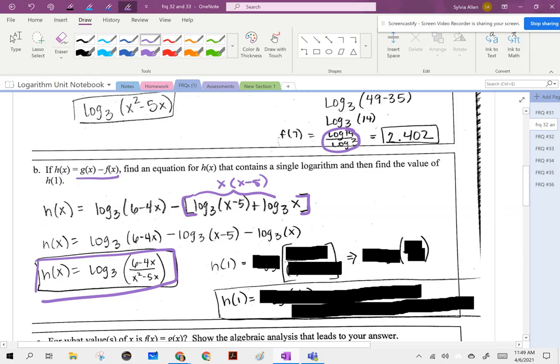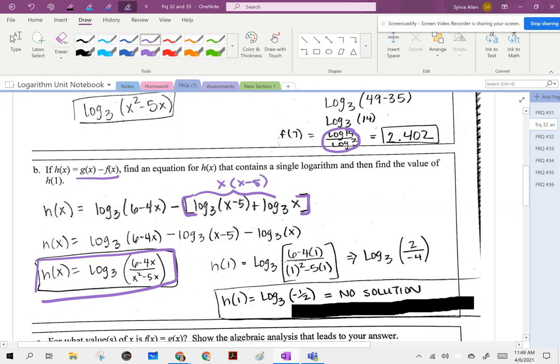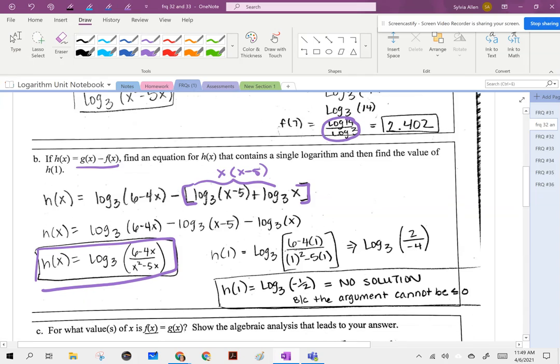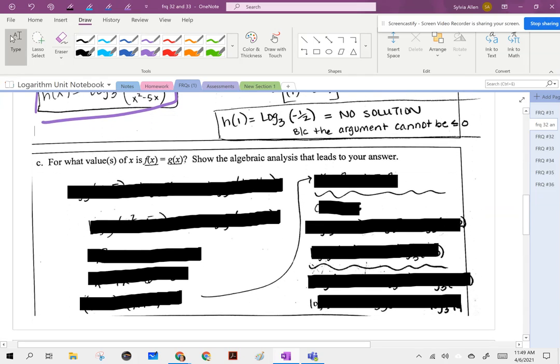And then we're going to evaluate, right? So we're going to plug in 1 and we're going to evaluate that and we get negative 2/4, which means there's no solution because remember the argument cannot be negative.